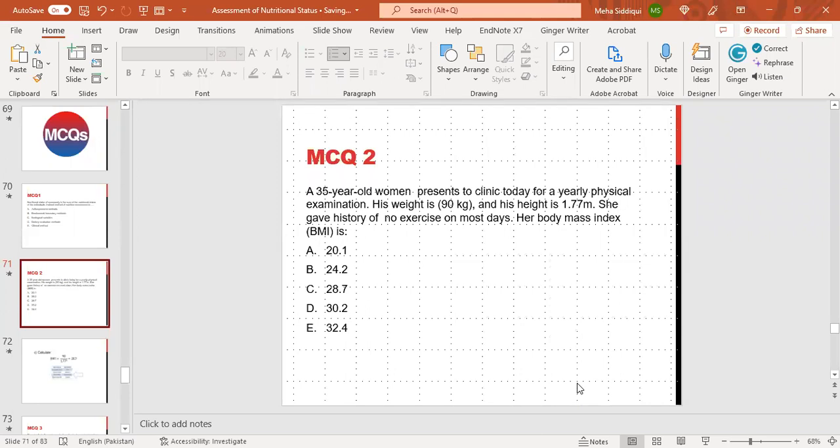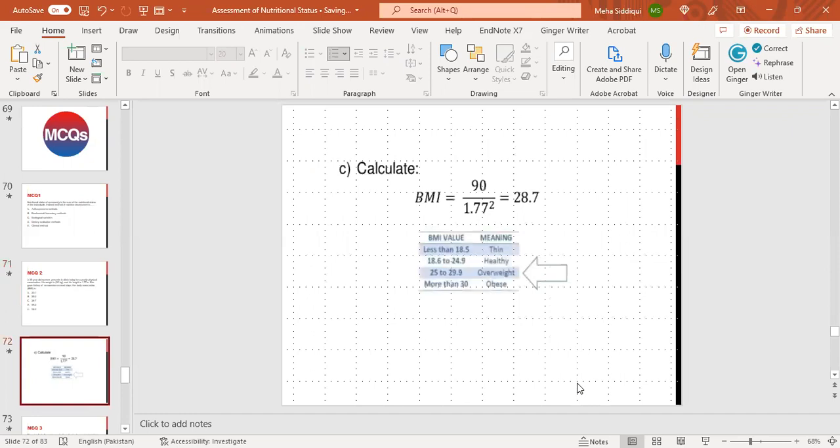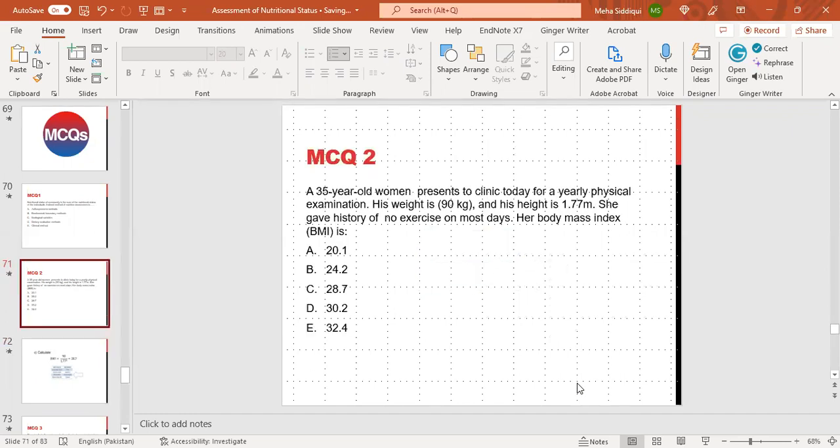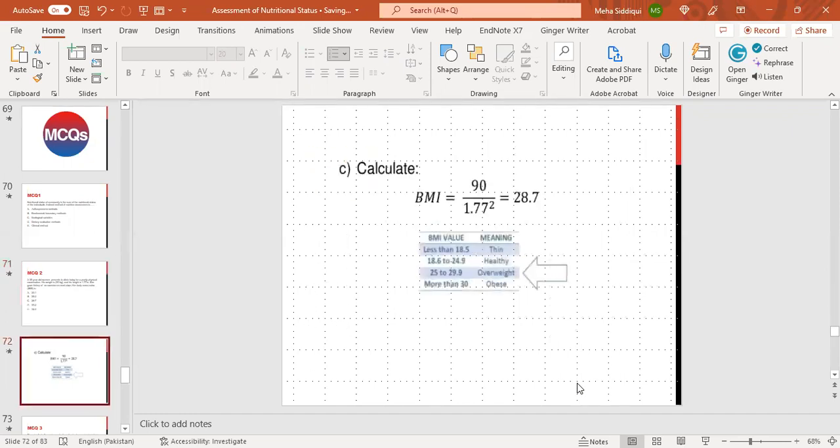Her weight is 90 kg and her height is 1.77 meters. She gave a history of no exercise on most days. Her BMI is: 20.1, 24.2, 28.7, 30.2, 32.4. It requires a little calculation. The right option is C, that is 28.7.